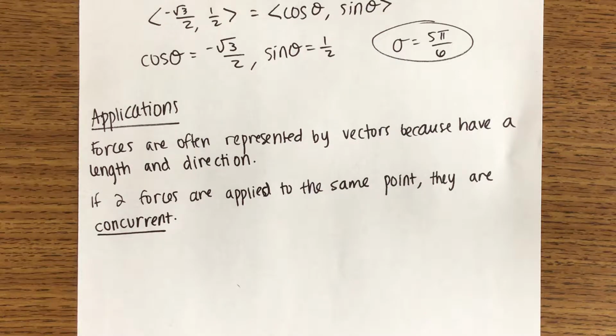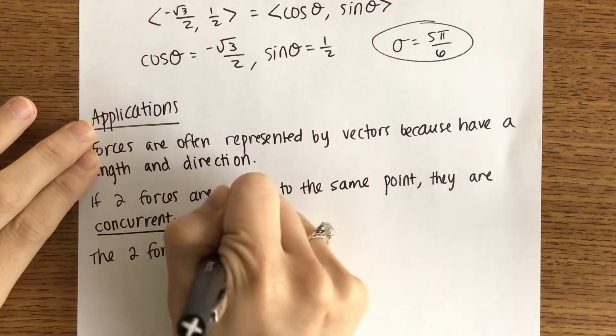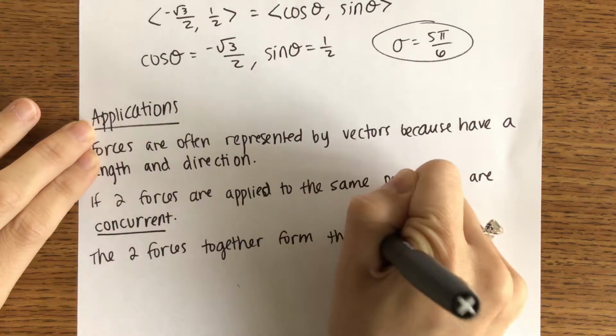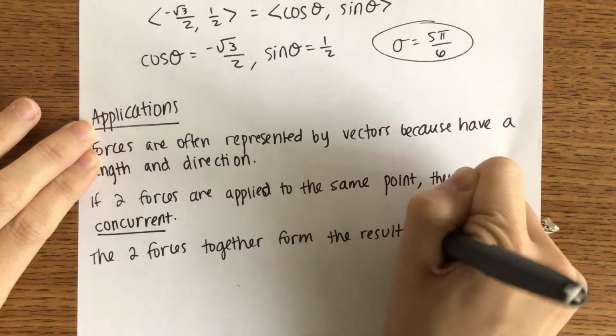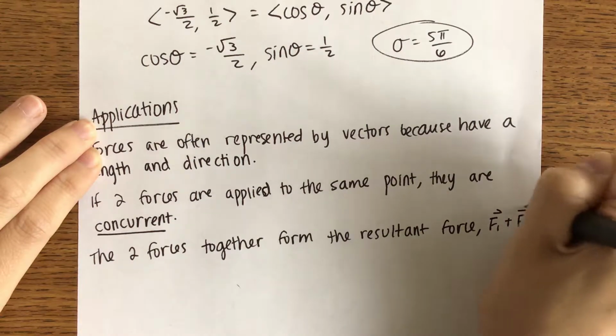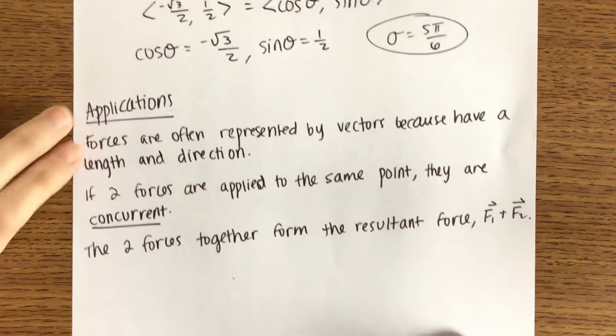What we are interested in is the resultant force. So the two forces together form the resultant force. The resultant force is going to be the sum of the two forces applied to the same point. So we are going to do 2 examples, and then that's the end of notes for this section.